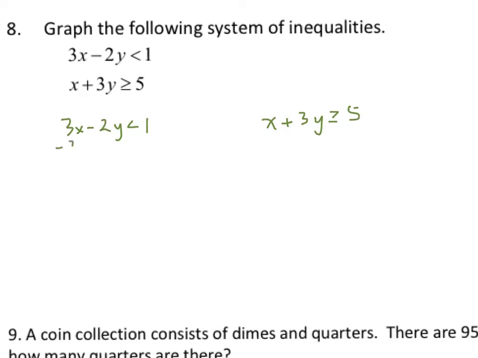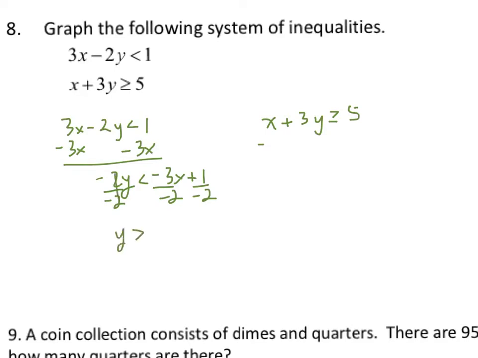I'm going to subtract 3x from both sides. I get -2y is less than -3x plus 1. I'll just keep going with this equation. I'm going to divide by -2. We have to remember what happens now. When you divide by a negative when you're working with inequalities, the signs flip. So instead of y being less, y is greater. -3 over -2 is +3 over 2, and then positive 1 over negative 2 is negative 1/2. Okay, so there's one equation. It's not a pretty equation, but it'll work.